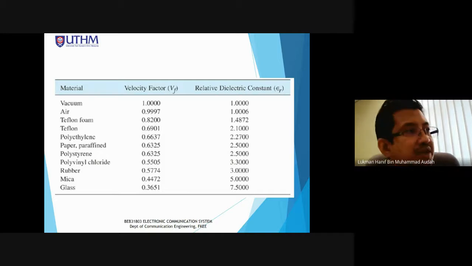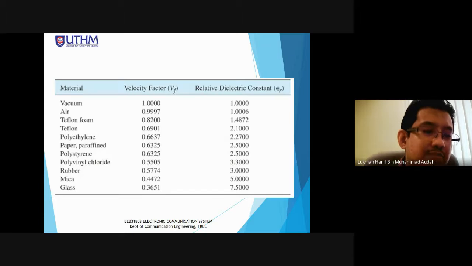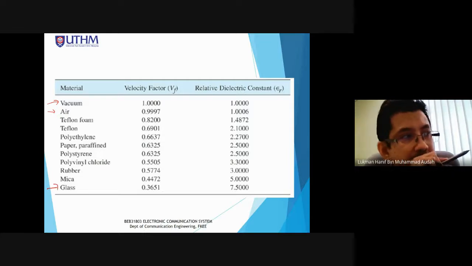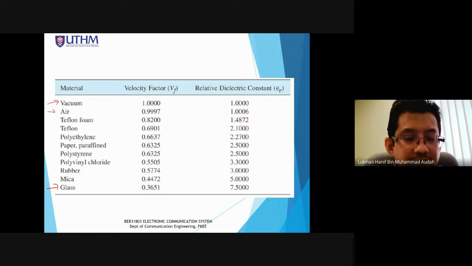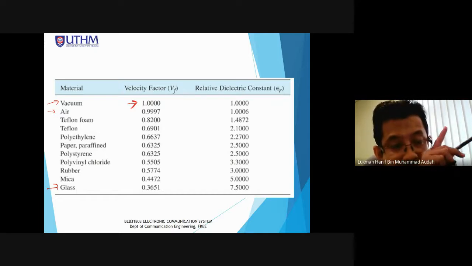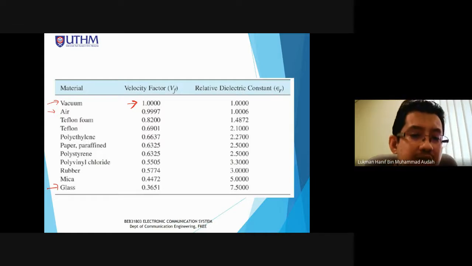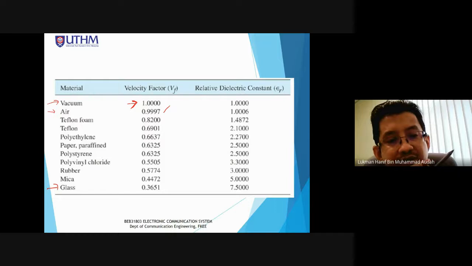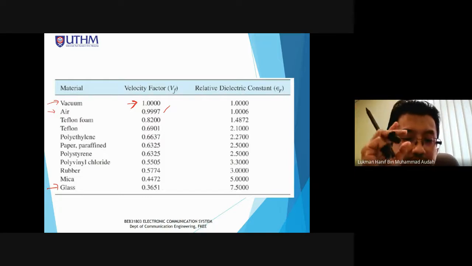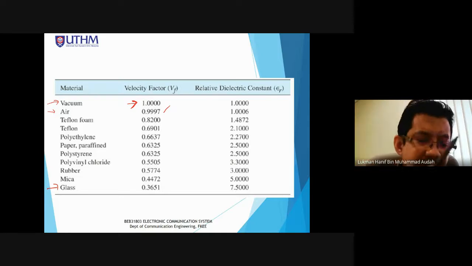Okay. So untuk material yang berbeza-beza, kita lihat di sini starting from vacuum, air, udara, ini air, udara bukan air, Teflon foam until glass here. Dan kita lihat dia punya velocity factor VF, starting from 1, ini untuk yang tertinggi iaitu pada vacuum. Maknanya pada vacuum kelajuan gelombang adalah bersamaan dengan kelajuan cahaya. Dan apabila material itu berbeza-beza, udara rendah sedikit daripada vacuum. Itu sebabnya dalam pengiraan kita biasanya anggap udara ni lebih kurang macam vacuum. Tetapi kalau lebih tepatnya dia sedikit perlahan daripada kelajuan cahaya, beza sikit sahaja.